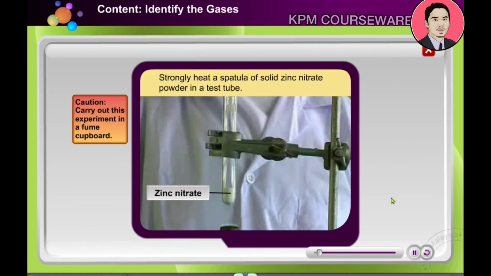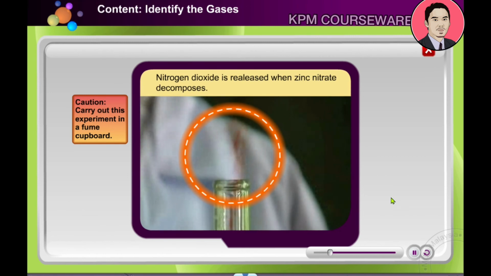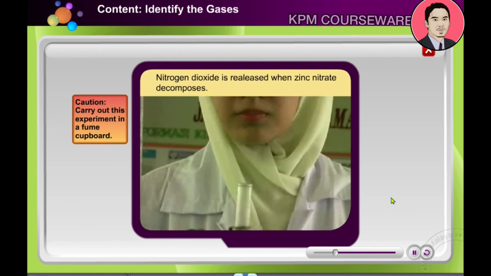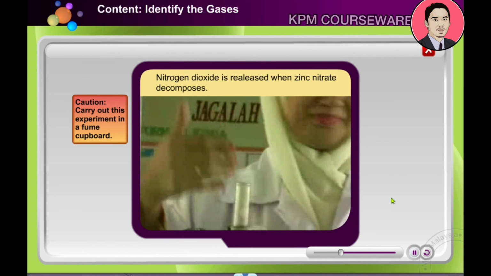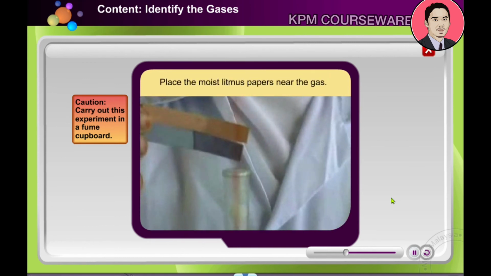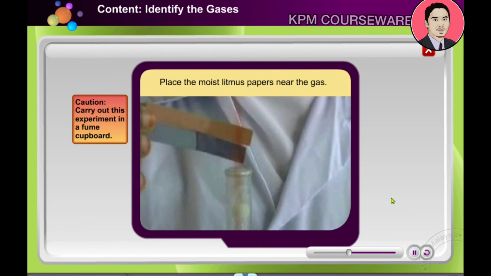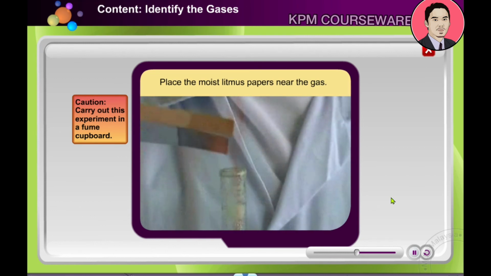Strongly heat a spatula of zinc nitrate powder in a test tube. As zinc nitrate decomposes, nitrogen dioxide, a brown and pungent gas, is released. Test the gas with moist litmus papers. What do you observe?